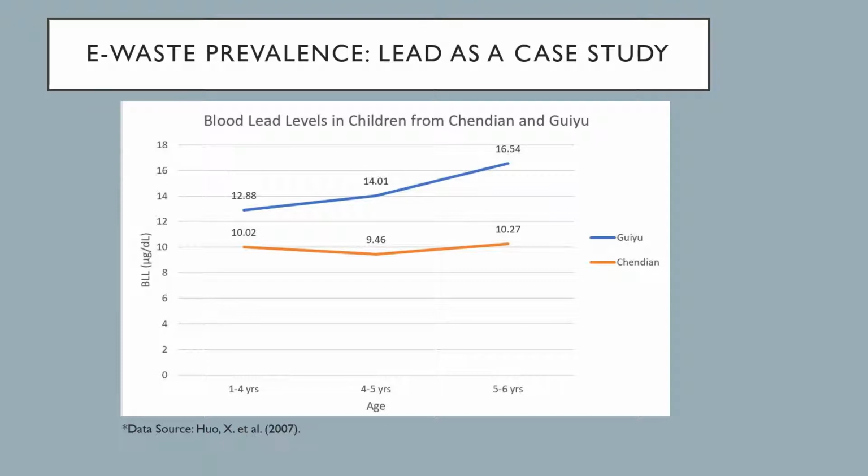So when comparing these numbers, it's rather shocking comparing 5 to 6-year-olds between these two towns. In Guiyu, they were roughly 16.5 compared to 10.27.